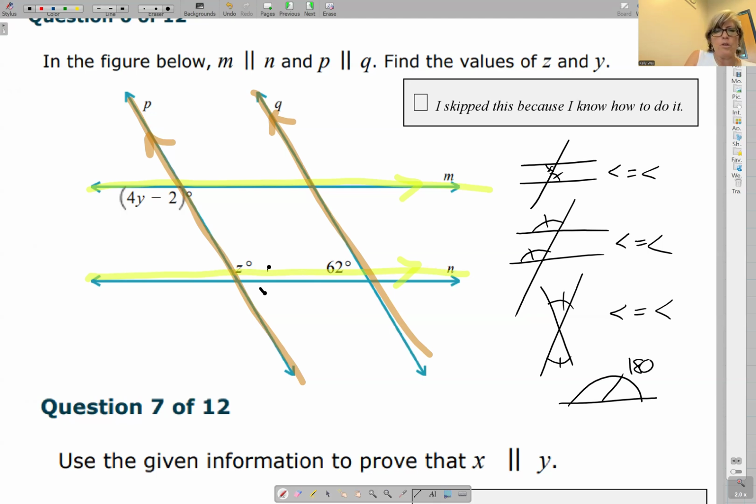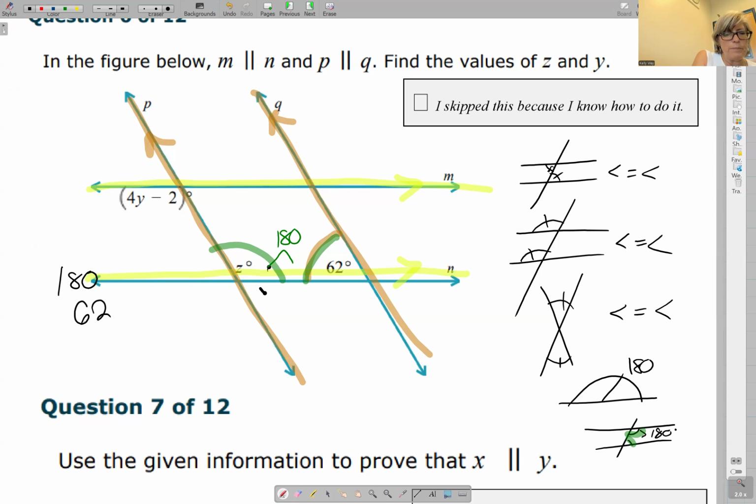Finally, you need same side of the stir stick between the lines. That's same side interior, consecutive interior, which adds up to 180 as well. Knowing that, we go through here. You start with the one angle that has a measurement, which is 62, and Z. That matches right there, same side interior, which means they add up to 180. So I'm simply going to do 180 minus 62.